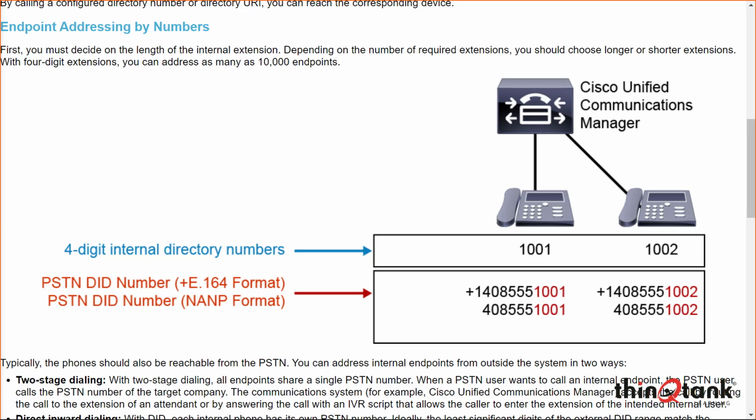So 408-555-1001, we simply take the last 4 digits of the DID number, and then we strip off the leading digits, and that becomes the extension. So that's kind of a nice scenario.